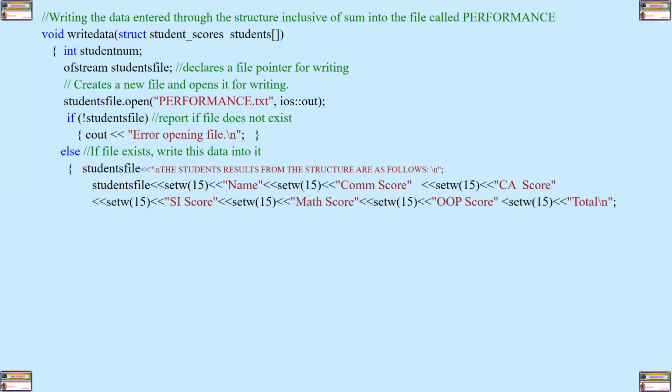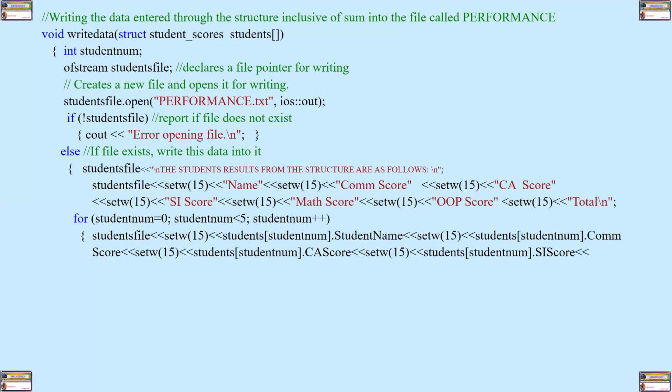So these ones will be the headings in the file. Then once that is done, we commence writing our data in the file using the for loop. Remember, our records are several. In fact, our students structure is an array of 5 records, and therefore we expect this for loop to do that work of writing.